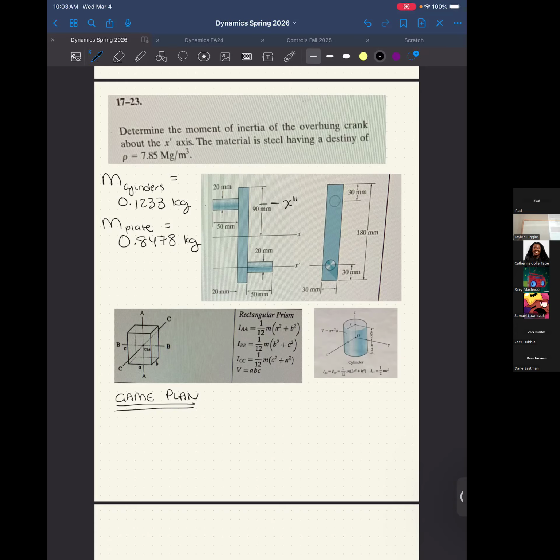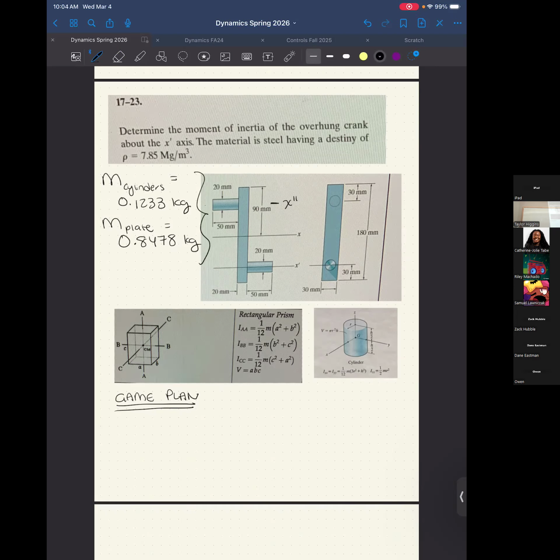Well, this one gives you a density because it's a three-dimensional shape. So you first have to find the volume of each of the three components that make up this composite body, and then multiply by the density. But I thought that was kind of silly, so I'd rather you just focus on finding the mass moments of inertia. So the masses are here for you. You can assume they're correct if you trust me. And then I'm going to leave you there. These should be the only two reference items that you need.